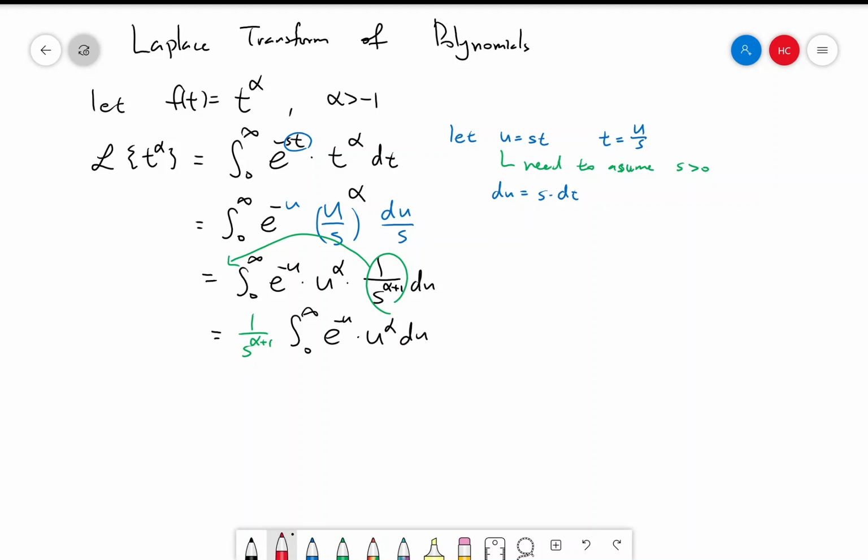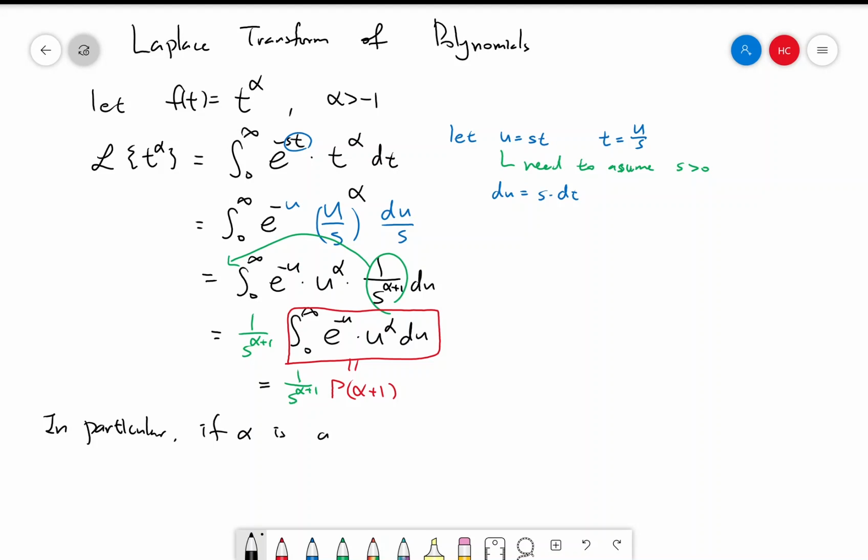But notice that this is precisely equal to gamma of alpha plus 1 by the definition. So the Laplace transform of t to the alpha is equal to 1 over s to the alpha plus 1 times gamma of alpha plus 1. In particular, if alpha is an integer, then the Laplace transform of t to the alpha is equal to 1 over s to the alpha plus 1 times alpha factorial.